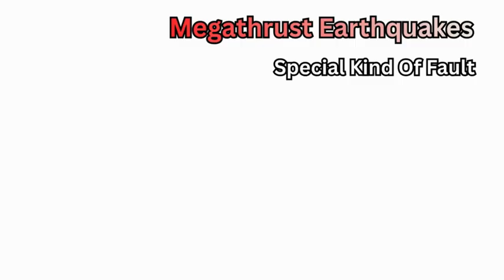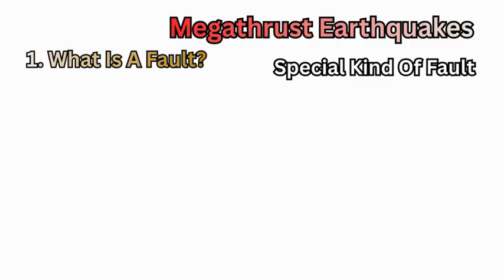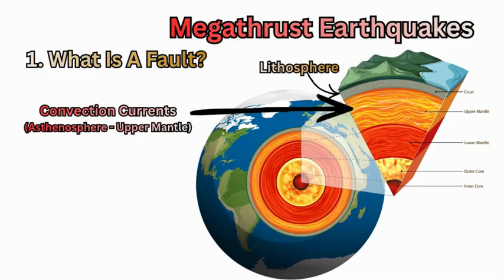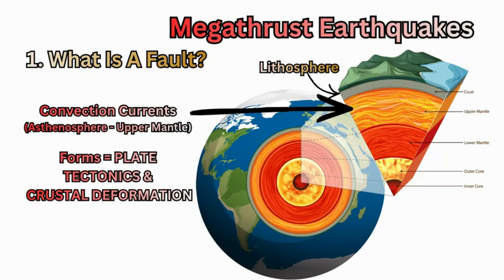A megathrust earthquake occurs along a certain type of fault. Now let's discuss what a fault is. It begins with the crust and lithosphere and the stress and energy applied within these rock layers from the convection currents in the asthenosphere, which results in plate tectonic movement of the above lithospheric plates and, of course, crustal deformation.